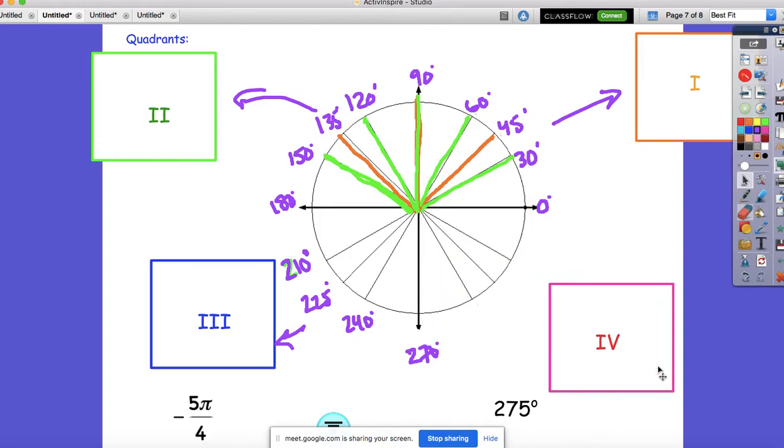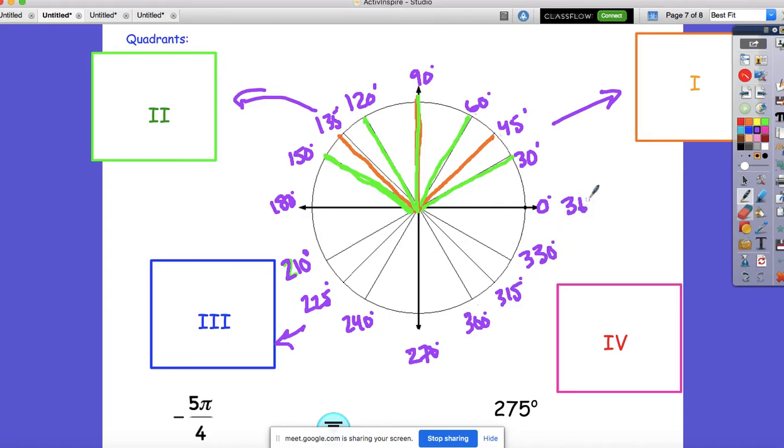Okay, and then in quadrant four, this would be 300, 315, and 330. And then this would technically also be 360. Zero and 360 degrees are the same thing.